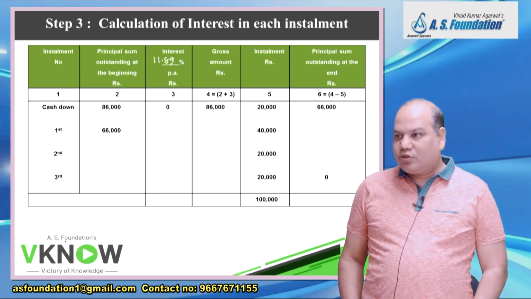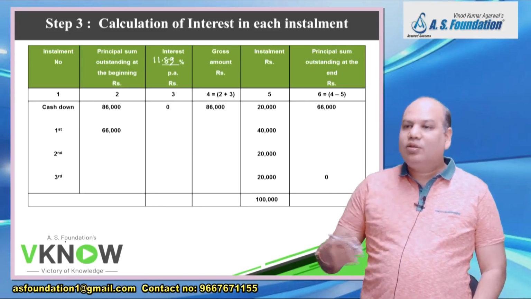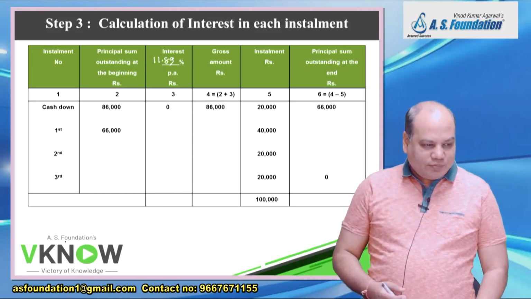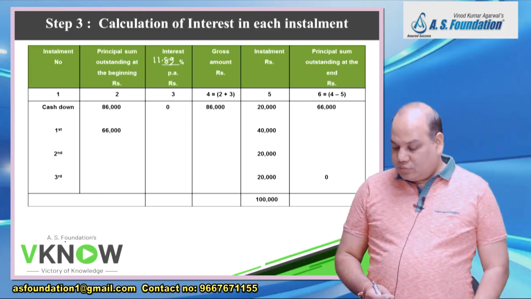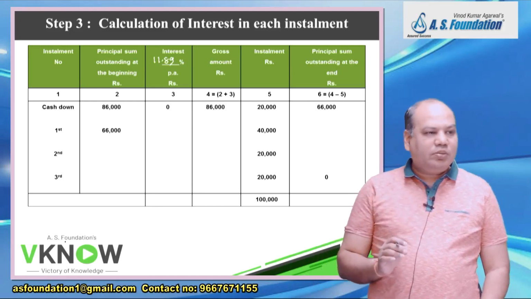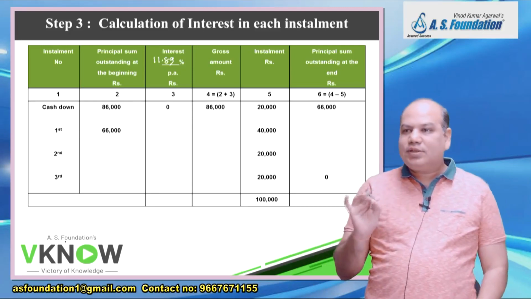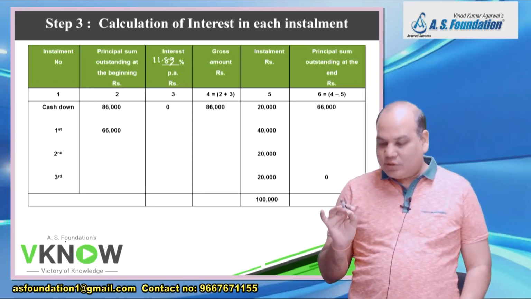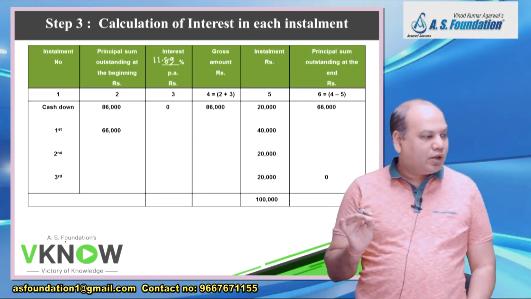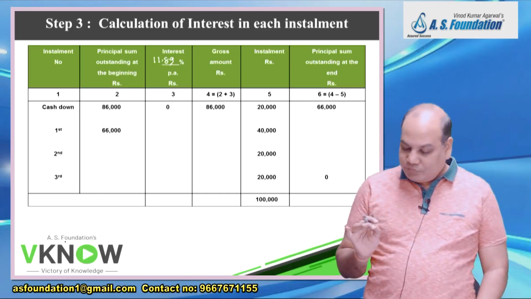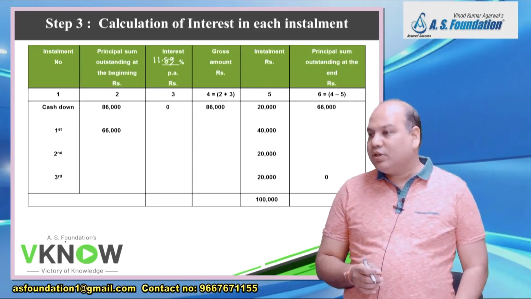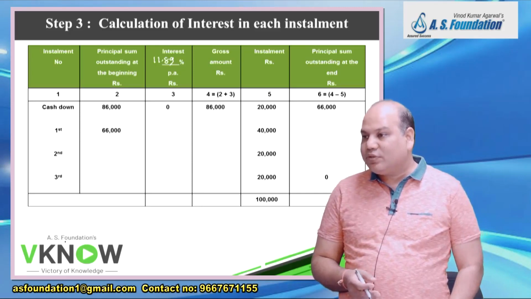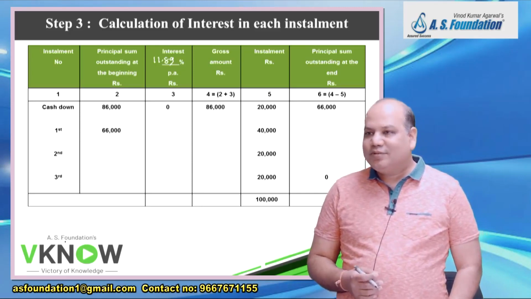First write down cash down, one line blank, first installment, second installment, third installment, keeping one line gap. Now, what is your starting number? Cash price 86,000. The interest on cash down will always be 0. Gross sum 86,000. Cash down 20,000. Balance 66,000. Yes or no?